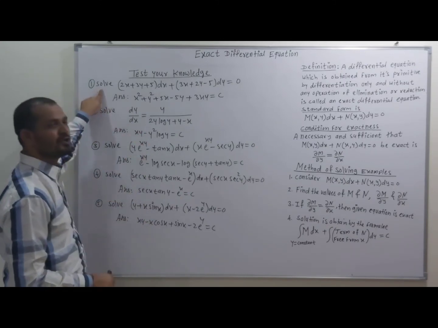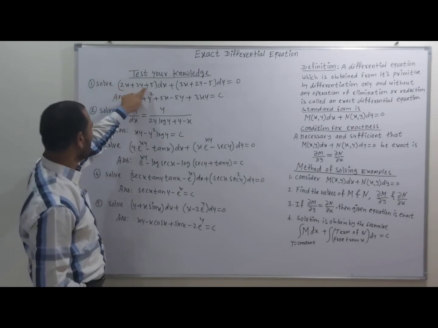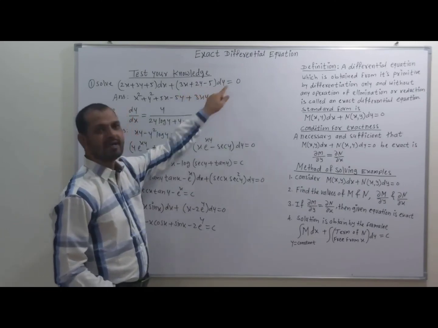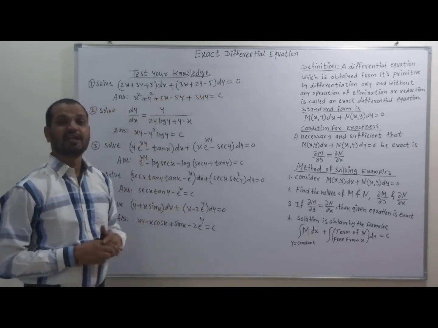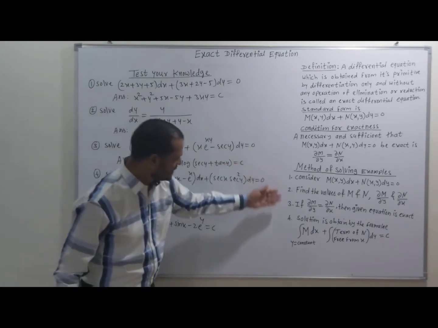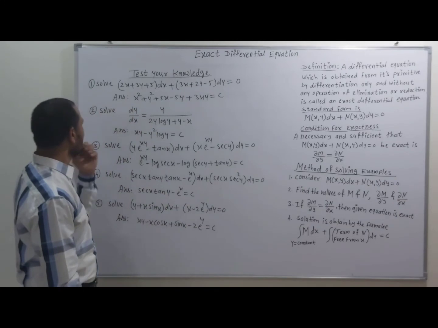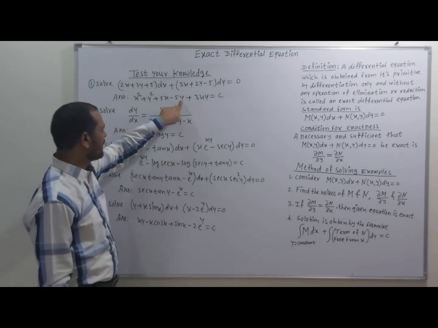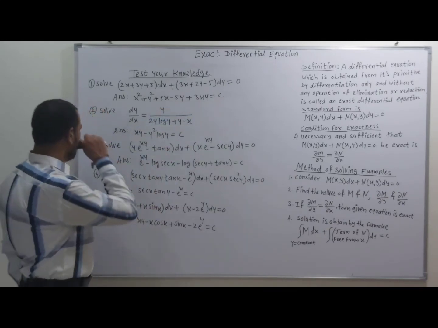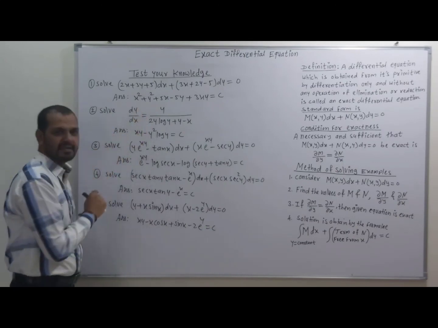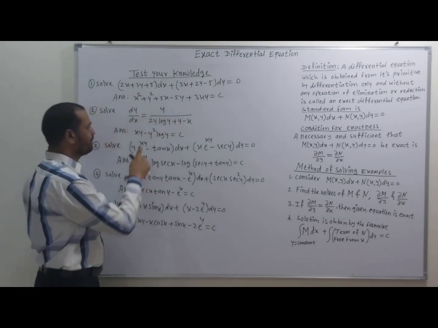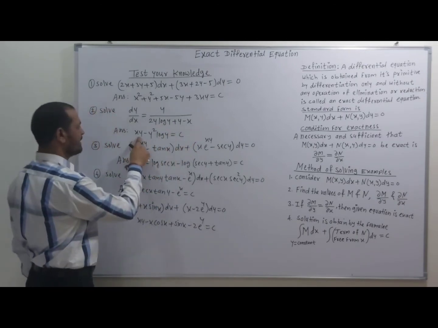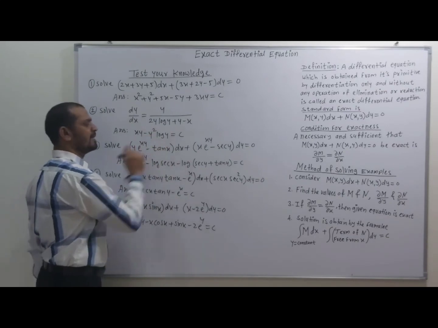So the first example is: solve (2x plus 3y plus 5) dx plus (3x plus 2y minus 5) dy is equal to 0. Directly we get the standard form of an exact equation. So solve this according to these 4 steps for solving the exact differential equation. You will get the answer as x square plus y square plus 5x minus 5y plus 3xy is equal to c. Then the second example is: solve dy by dx equal to y upon (2y log y plus y minus x), and the answer is xy minus x square log y equal to c.